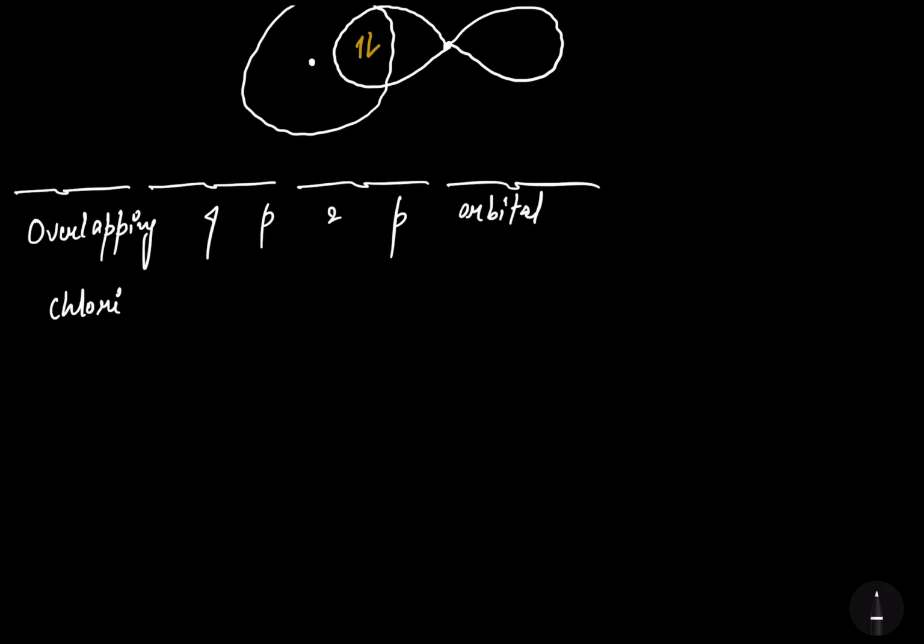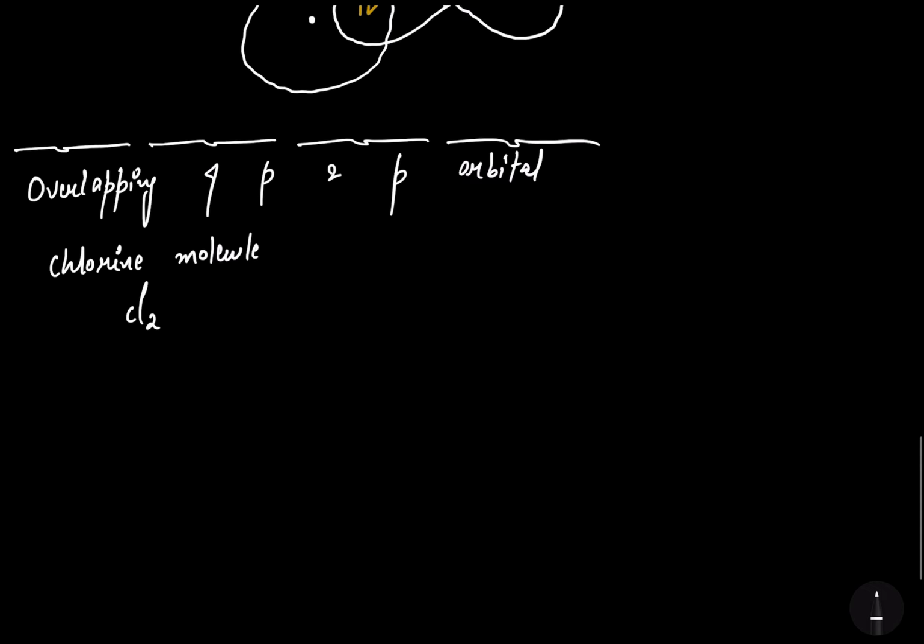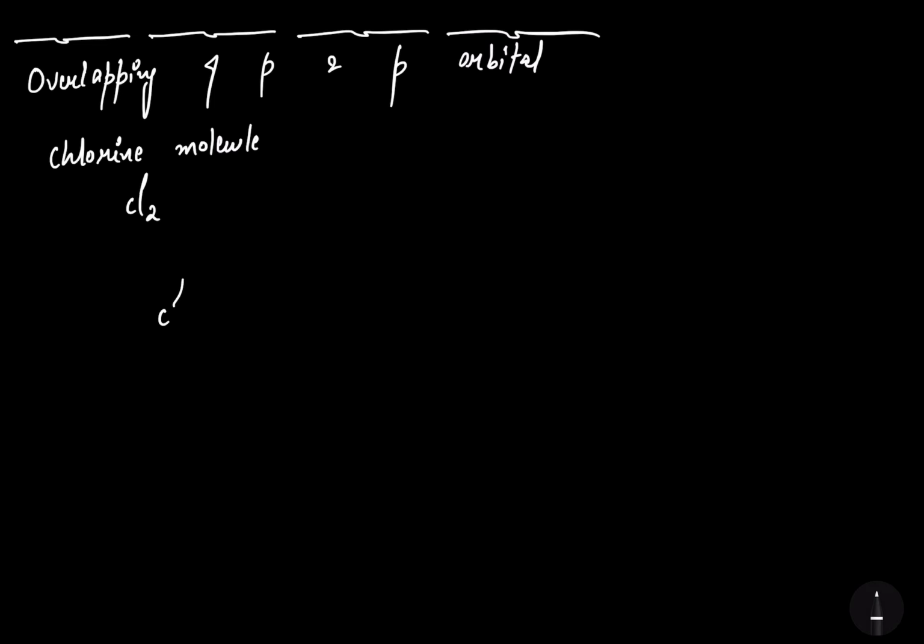I'm taking an example of chlorine molecule. It's Cl2. Now I'm writing chlorine over here, chlorine over here. So the configuration for both the chlorine will be 1s2, 2s2, 2p6, 3s2, and a 3p5. Here the valence subshell is 3p, which is having 5 electrons, and it needs one more electron to get completed as 3p6 and to attain the stable noble gas configuration of argon.